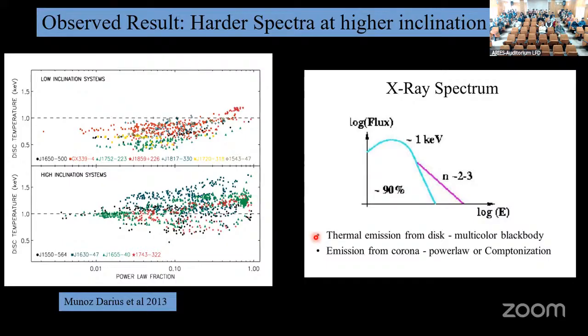spread of disk temperature, and high inclination systems have a higher spread of disk temperature. This is the accretion disk temperature, black body temperature. So harder spectra is expected at higher inclination. This is an observational fact, not a theoretical argument. So whatever be your theories, you have to modify them according to the observation.